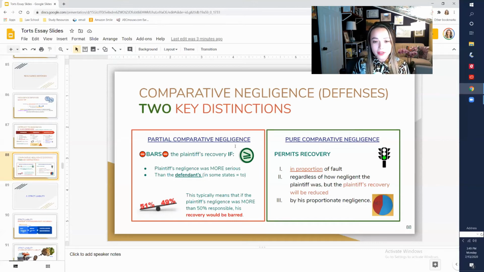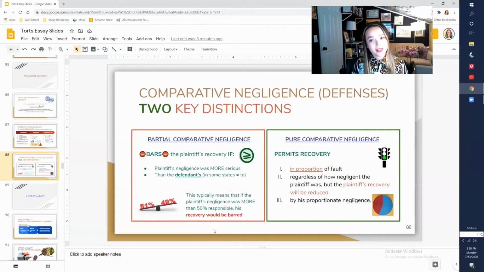So partial comparative negligence bars the plaintiff's recovery if the plaintiff's negligence was more serious than the defendant's in some states, equal to. So this is 50%. They say 50-50. If it's equal to or more, then no money is for you because you also caused the damage, right? So I put this 51-49 because in majority jurisdictions who employ partial comparative negligence, this means that if the plaintiff's negligence was more than 50% responsible, then the recovery would be barred.